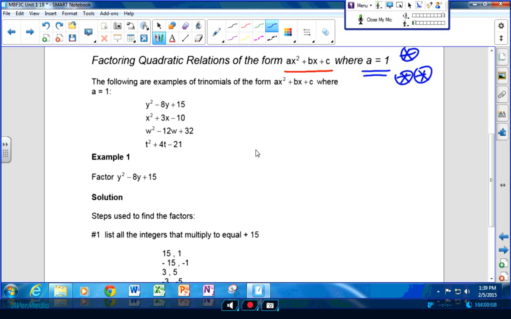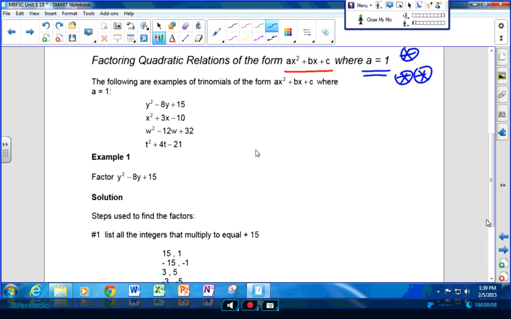It's really important that you understand that what we're going to do here only works when the a value, when there's no constant in front of the x or the y or whatever the squared term is, right? In this case, the standard form shows ax squared. We basically don't want anything in front of the x. In other words, a is equal to 1 because we don't write the 1.